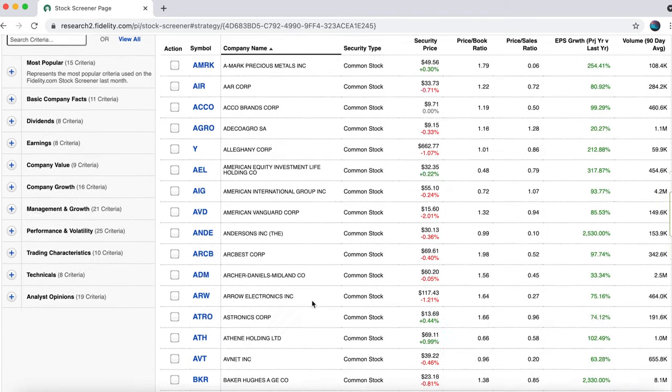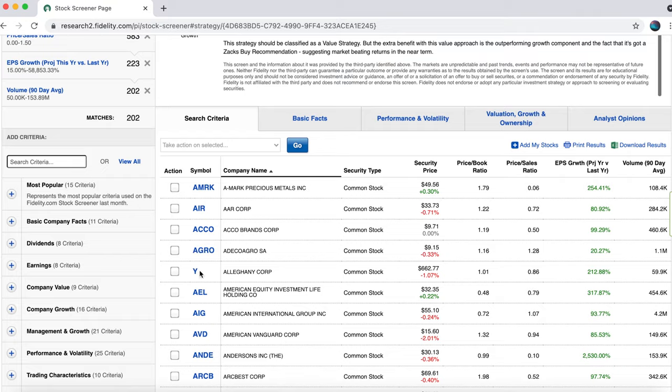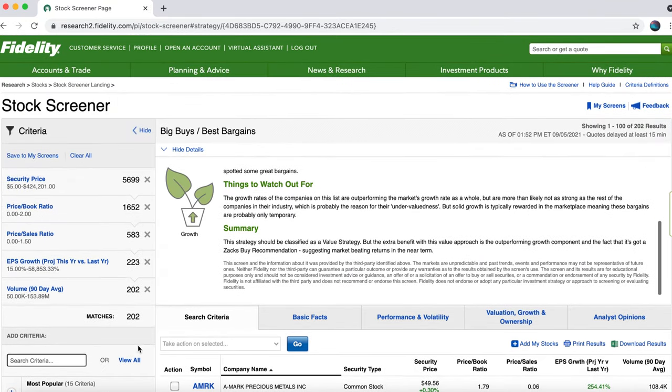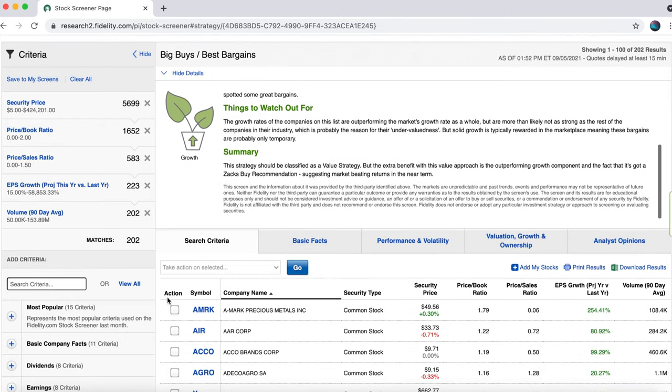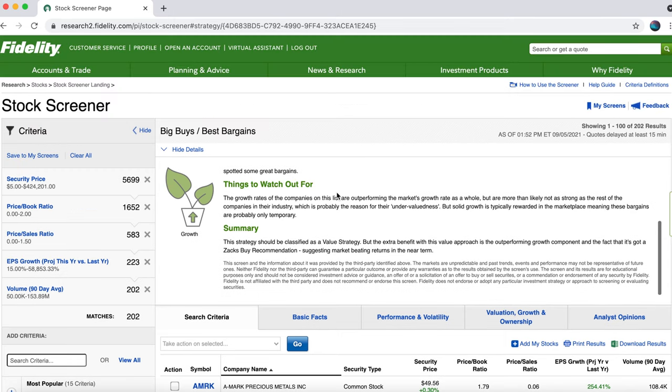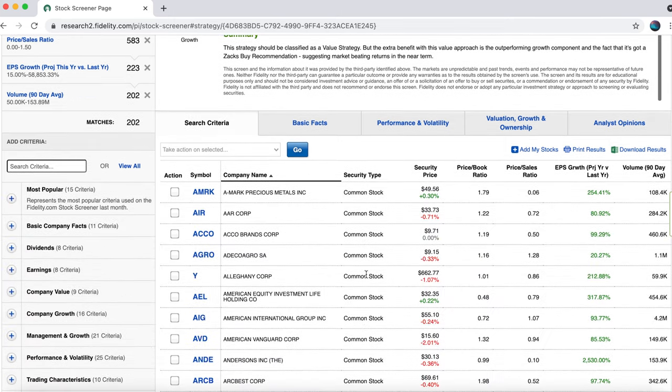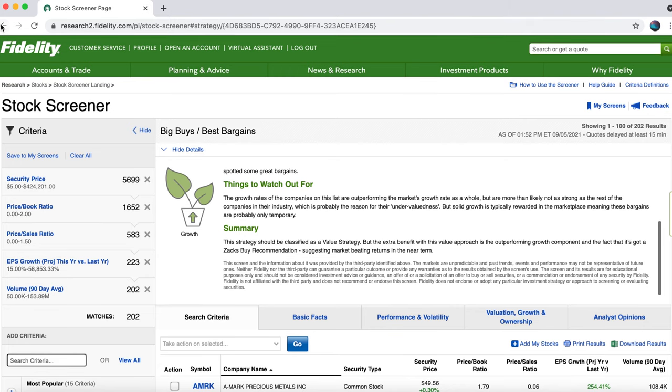These are Fidelity's picks, and everything's in alphabetical order, and it's 202. Basically, it preloads all the criteria for me. It really gives me a snapshot of things that have already been preloaded, and there's 202 stocks. So Fidelity does a lot of the work for you if you click on those shortcuts.